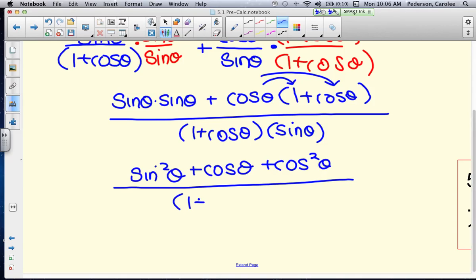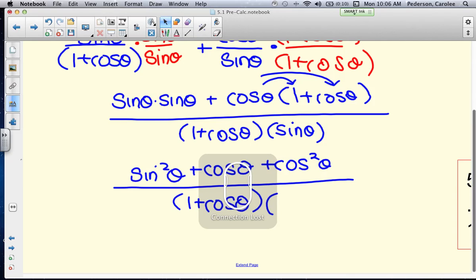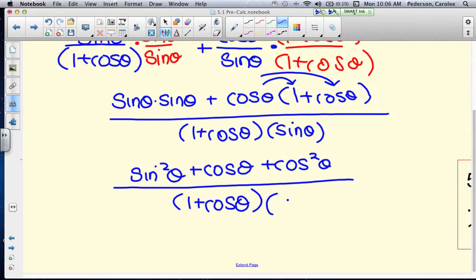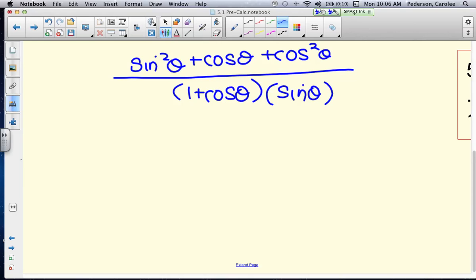And I'm purposely not doing any multiplication of that denominator because I'm hoping that one of those pieces in the denominator might cancel out. That's why I'm not multiplying the denominator.